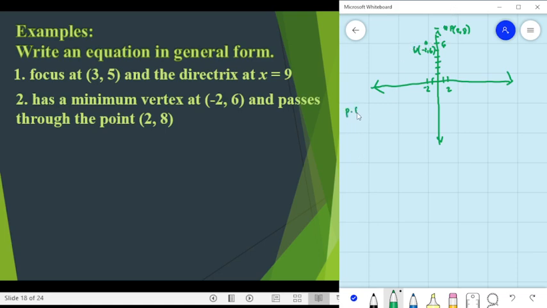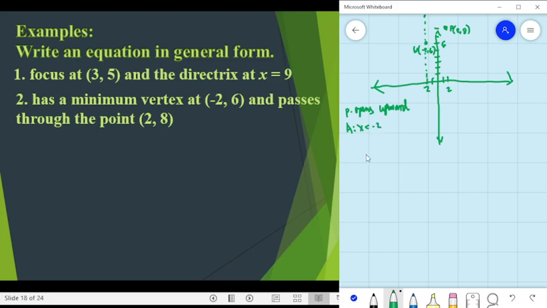So the parabola opens upward. Okay? Since the parabola is opening upward, your axis of symmetry is parallel to the y-axis. What is your axis of symmetry? The equation x equals -2.